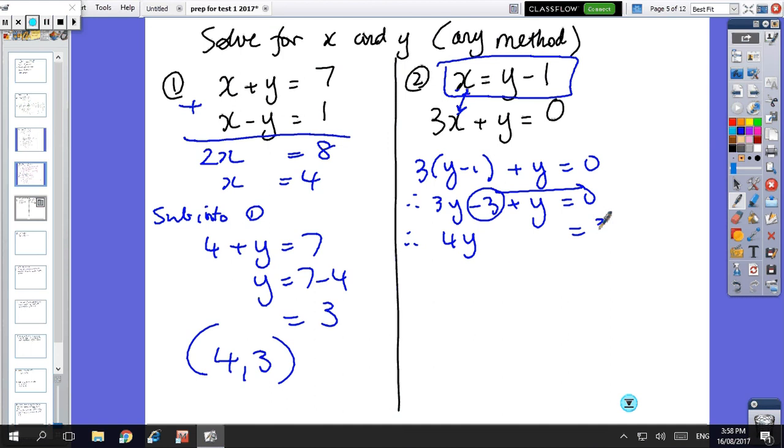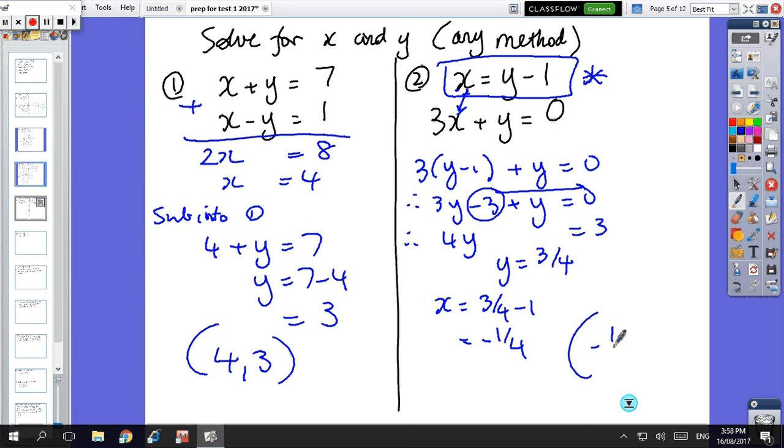4y equals 3, so y equals 3/4. It's bad luck, it's a fraction, but that's what it is. Just make sure I haven't made a mistake. Y minus 1, 3y minus 3, bad luck, it's a fraction answer. And then x equals 3/4 minus 1 from the first equation, which is -1/4, and so your answer is -1/4, comma 3/4.